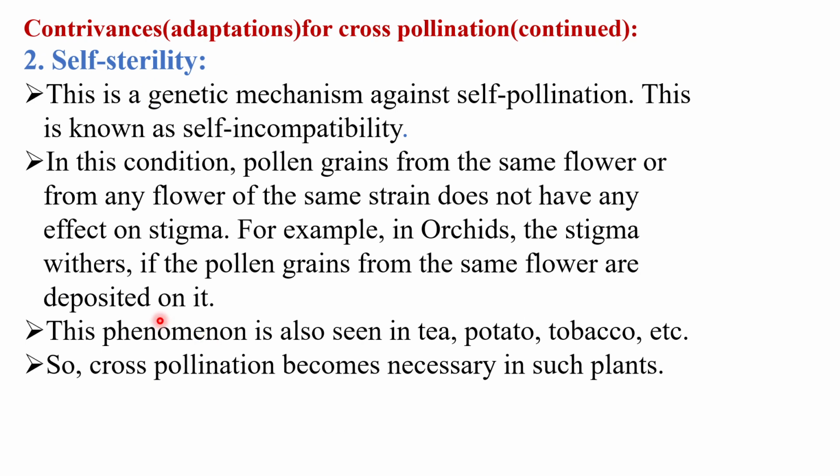Next, we'll go to self-sterility. In self-sterility, this is the mechanism against self-pollination. This is known as self-incompatibility. In this condition, pollen grains from the same flower or from any other flower of the same strain don't have any effect on the stigma. For example, in orchids, the stigma withers if the pollen grains from the same flower are deposited on it. This phenomenon is also seen in tea, potato, tobacco, etc. So cross-pollination becomes necessary in such plants.